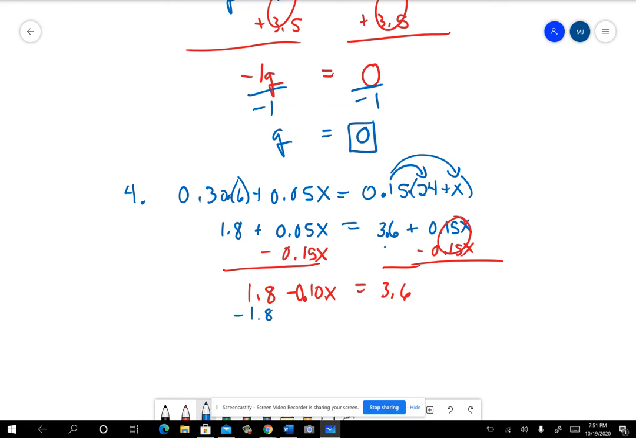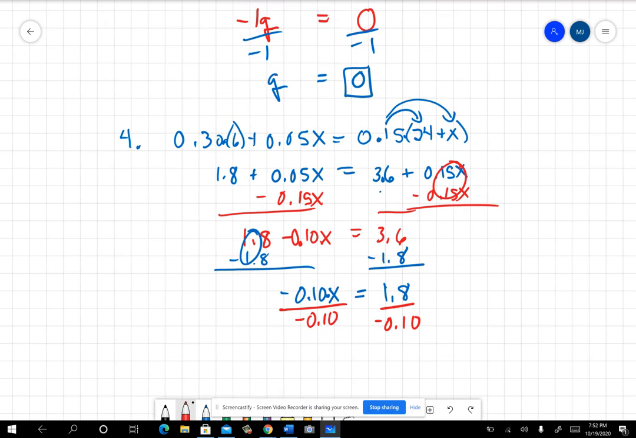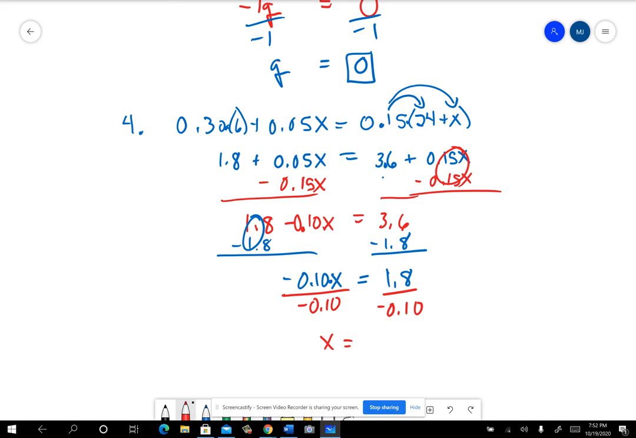So let's subtract the 1.8 from both sides. Okay, when I do, I'm left with a negative 0.10x equals, and then 3.6 take away 1.8 would be a positive 1.8. Okay, now this negative 0.10 is multiplied by x, so I'm going to divide by it. All right, so when I do that, that gives me the x by itself. And then over here, I would get negative 18, okay, for my final answer.